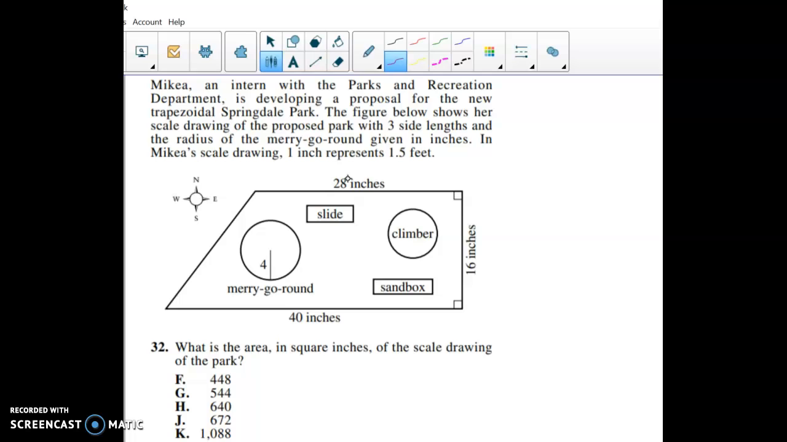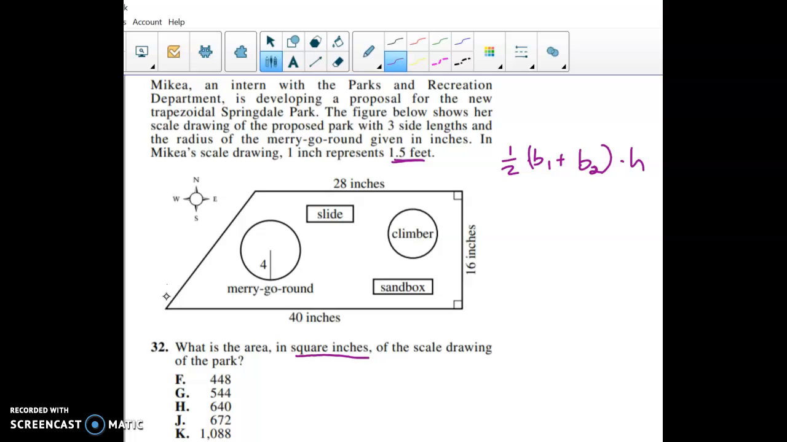All right, so hopefully you've had a chance to try this. A couple things: they have the dimensions in inches, even though 1 inch represents 1.5 feet. So we don't really have to worry about that 1.5 in this first one because it says what is the area in square inches. Okay, and there's a few different ways to do this, right? I think the area of the park is just a trapezoid. With the area of a trapezoid, it's 1/2 times base 1 plus base 2, times height, right? I kind of hardly remember this.